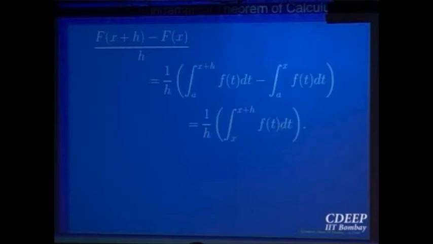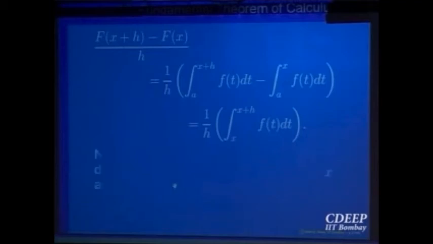Now here I am going to use, see what is going to happen, h is going to go to 0. So this interval x to x+h is going to become smaller and smaller, right? And I want to write f at some point in between so that the interval is gone. So I use the mean value theorem for integrals in the interval x to x+h. There is a point in the interval, call it c, so that this integral is equal to f(c) times the length of the interval.